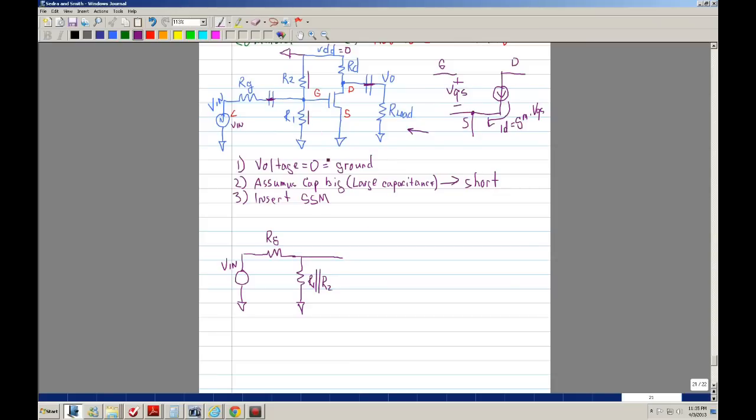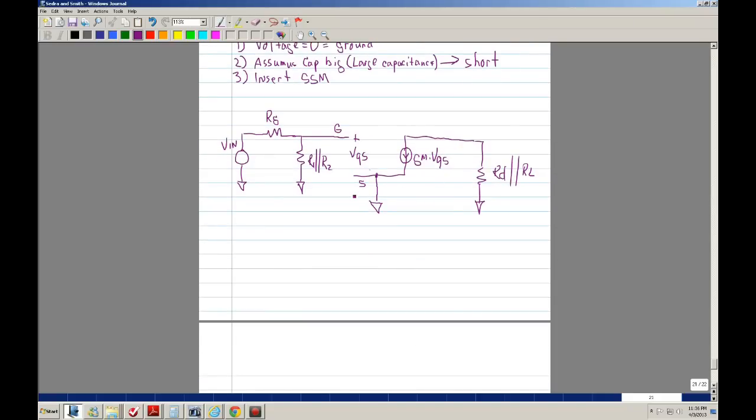Then this is where you insert your model. This is your gate, and this is your source, connected to ground, with gm times VGS. Then you go through the capacitor. The capacitor is shorted. You do have an RD. The RD is connected to ground, and your load is connected to ground. So you can put these as one resistor and just say that RD is in parallel with RL, your load resistance. Now you have the small signal model set up.